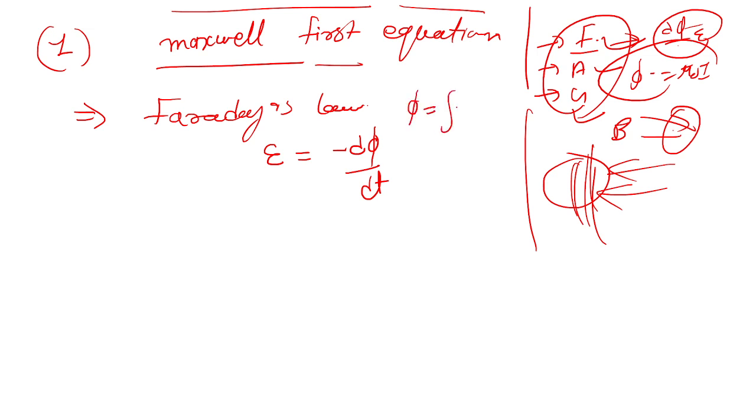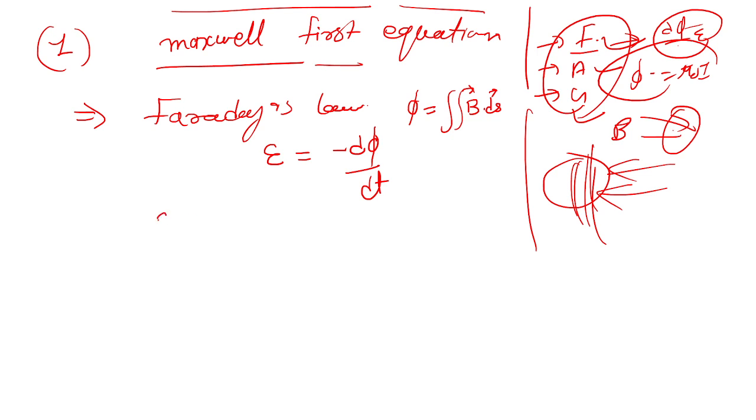This is a surface integral, because it can be anywhere: it can be a line integral, a surface integral, or a volume integral. But we are talking specifically about the surface integral. So what is the flux? Flux means passing: how many magnetic field lines are passing through a particular surface. So it means B and ds. This is our magnetic flux.